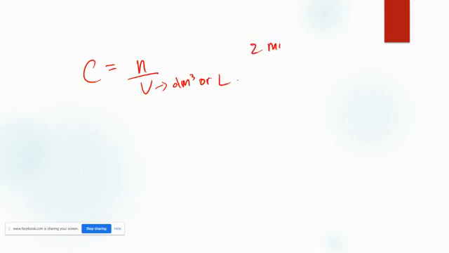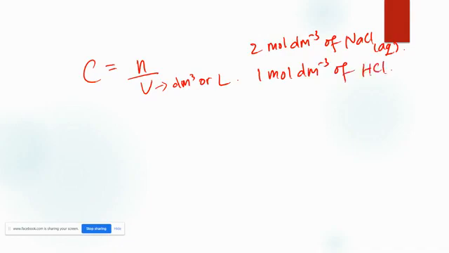If I have 2 mole per cubic decimeter of sodium chloride solution, it means that there are 2 moles of sodium chloride in 1 cubic decimeter of solution. In this case, water as solvent and sodium chloride as solute. If I have 1 mole per cubic decimeter of hydrochloric acid solution, it means that there is 1 mole of hydrochloric acid in 1 cubic decimeter of solution. In this case, water as solvent and hydrochloric acid as solute.